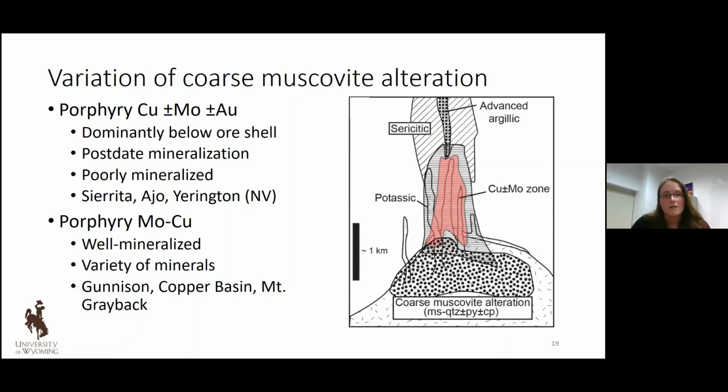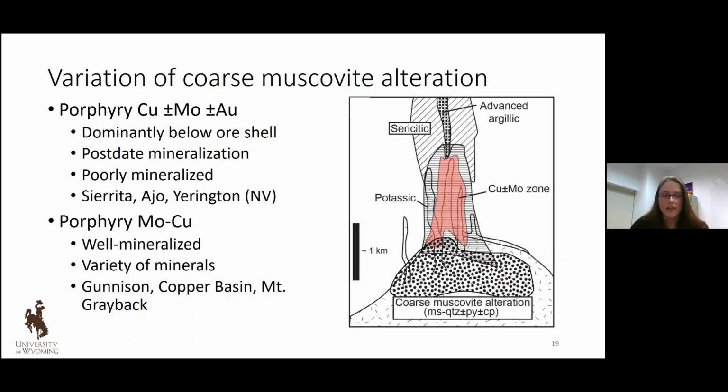So from all of those observations across a variety of different districts, something that really jumped out, and where I stand with this now, is that there were two distinct classes of coarse muscovite veins in alteration. Those associated with granodioritic to tonalitic porphyry copper systems tend to occur below the ore shell. The very shallowest exposures typically overlap with the very bottom of the potassic alteration zone. They postdate mineralization and are themselves very poorly mineralized.